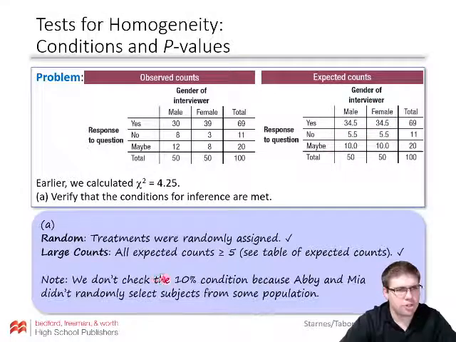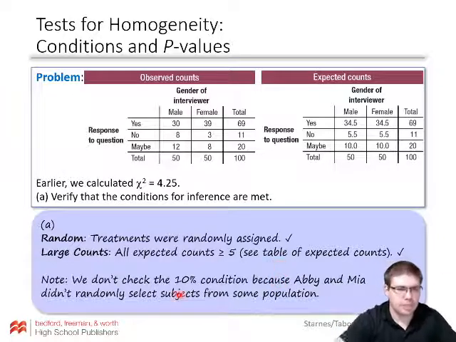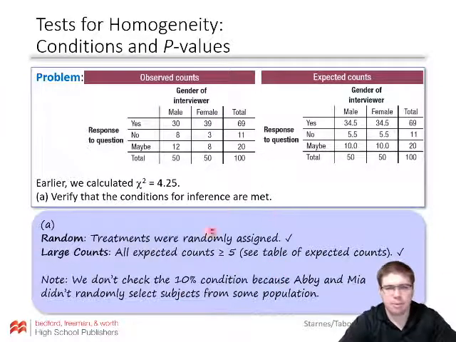And then note that they didn't check the 10% condition because Abby and Mia didn't randomly select subjects from some population. They randomly assigned treatments from a group of volunteers, so it wasn't a sampling without replacement, so you do not need to check that condition.